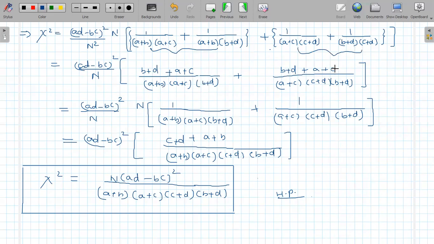This is capital N again, so capital N is again common. What is left is 1 upon A plus B into A plus C into B plus D, and here we have this term. We again take the LCM so that we can have n in numerator. Because n square is cancelled with this n, and one of the n is cancelled with this n, that is common when these terms appear in the numerator. So this is capital N into AD minus BC whole square divided by A plus B into A plus C into C plus D into B plus D.